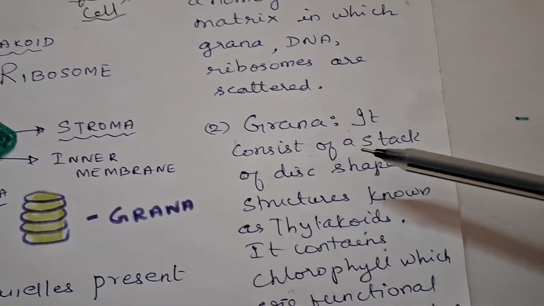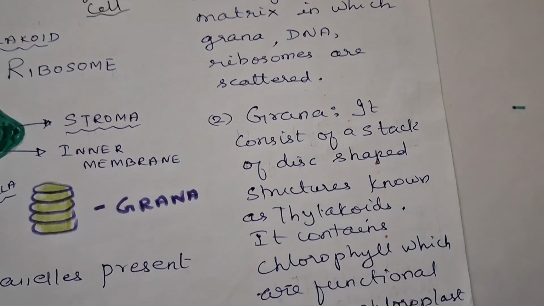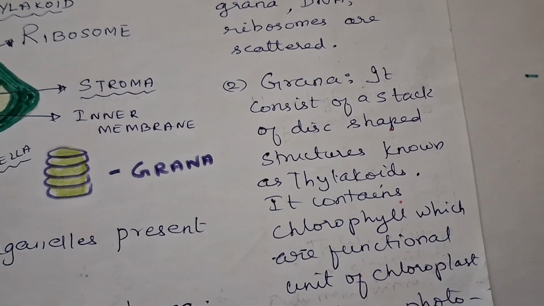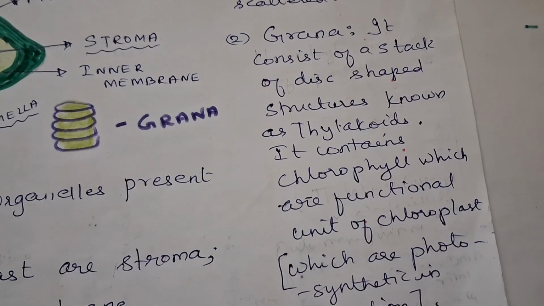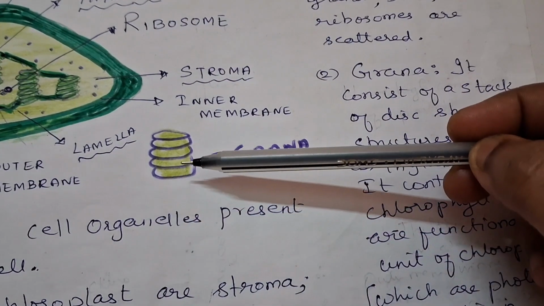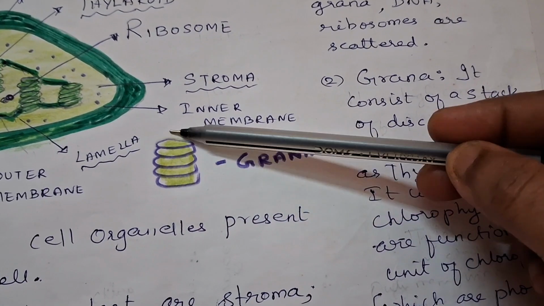It consists of a stack of disc-shaped structures known as thylakoids. It contains chlorophyll, which is the functional unit of the chloroplast and is photosynthetic. So totally they are photosynthetic in nature.